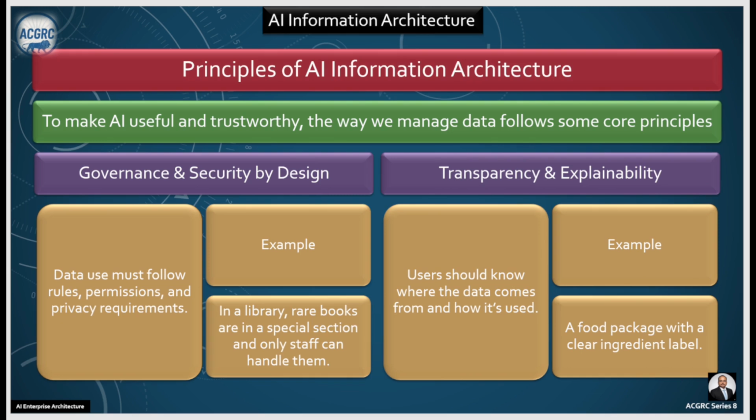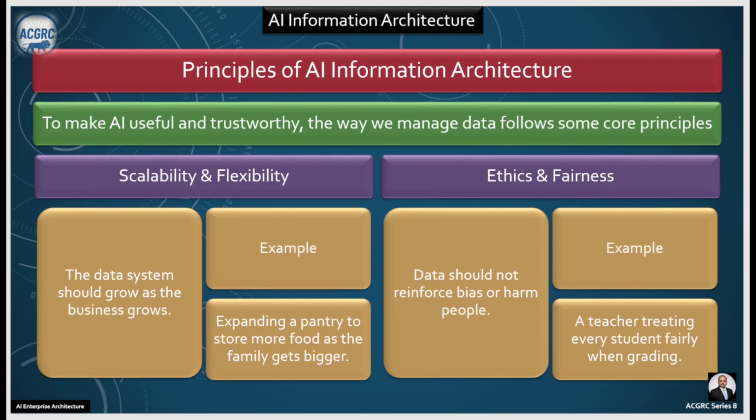The next is transparency and explainability. Now, users should know where the data has come from and how it's used. Example, a food package with a clear ingredient label. That helps understand the transparency and explainability aspect. The last one is scalability and flexibility. Or rather, we have one more to go. In scalability and flexibility, the data system should grow as the business grows. Example, expanding a pantry to store more food as the family gets bigger. And the last one is the ethics and fairness aspect. Data should not reinforce bias or harm people. Example, a teacher treating every student fairly when grading.